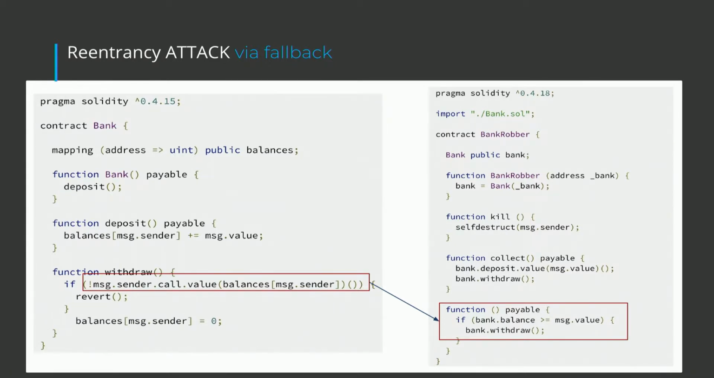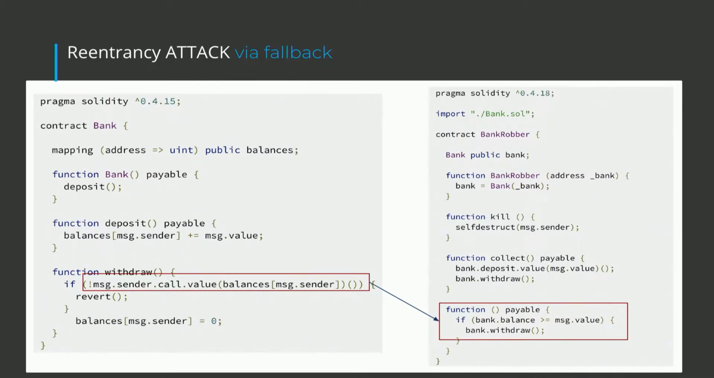Basically, there's an if statement, and it says if message.sender, that's you, .call.value, so you're sending Ether, and you're sending whatever's currently in your bank account. So basically what this is saying is if this fails, revert, right? Great. Except we got kind of a problem here, because over here I've got my bank robber contract, and I'm just going to steal all of your funds.